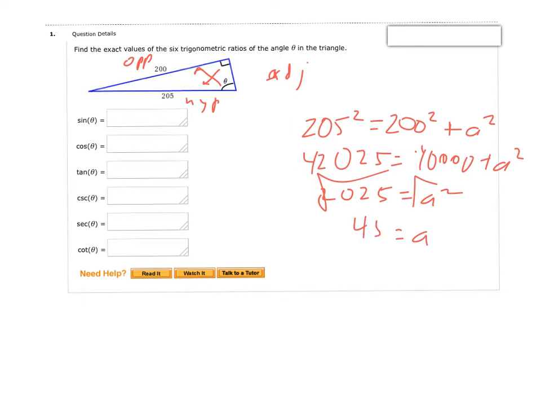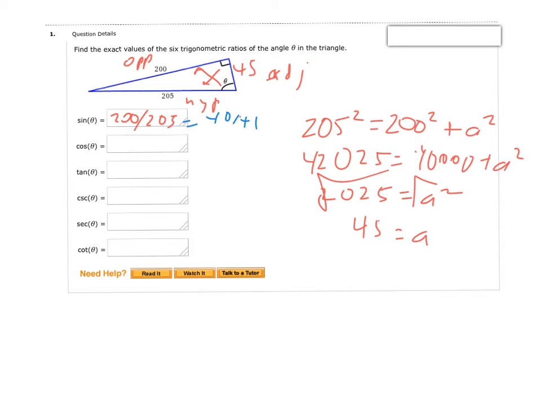Now, you might be thinking we should do plus or minus 45 there, which usually we do when we take a square root. But since this is a distance, we're going to leave that as a positive. And so now I'm just going to kind of fill this out. So sine is opposite over hypotenuse. So it's going to be 200 over 205. However, we can reduce that by dividing these both by 5. So it's going to give me 40 over 41.